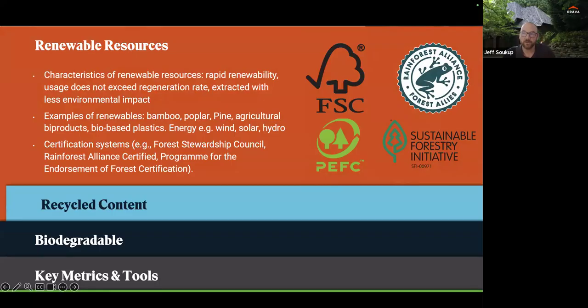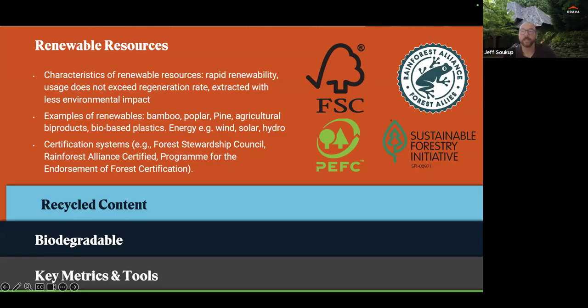So renewable resources, in the name, it's right there. They can replenish naturally over time, and they regenerate at a rate faster than their consumption. Their extraction has a very low or minimal impact on the environment. So we know that materials will regenerate, even iron ore, crude oil, coal, natural gas, but we consider those non-renewable because their regeneration rate is much slower than their consumption rate.